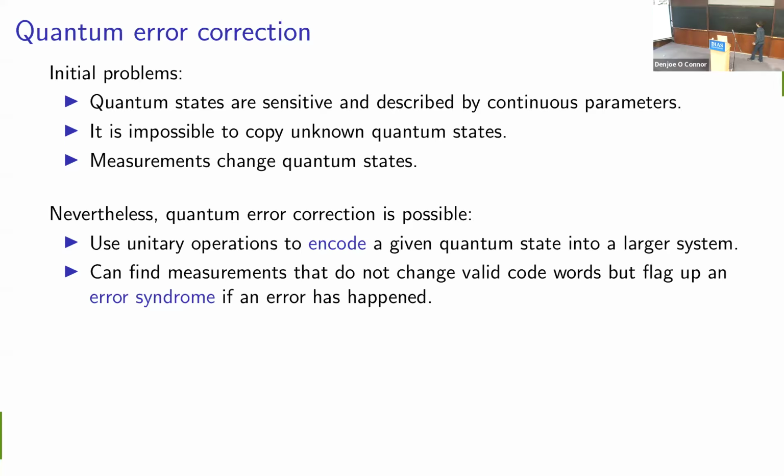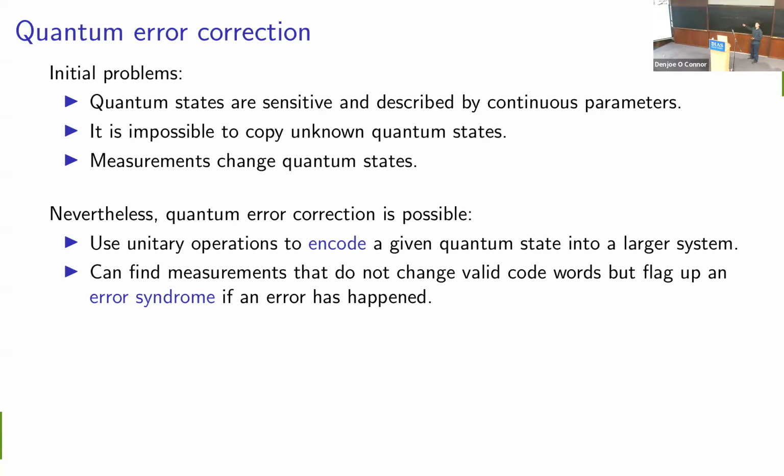And then what we can do here is measure the parity of the first 2 qubits. So we can check whether they're in the same computational basis state. And of course, in our valid code word, they are in the same computational basis state, right? They're either both 0 or both 1. And so this measurement doesn't change our valid code word. And we can also do the same thing to the last 2 qubits. So we can check whether the last 2 qubits are the same. And again, that's something that doesn't change our code word state.